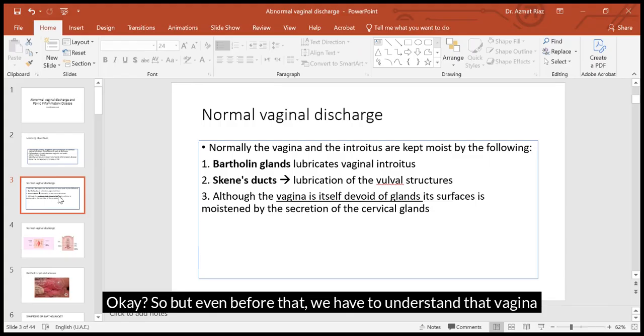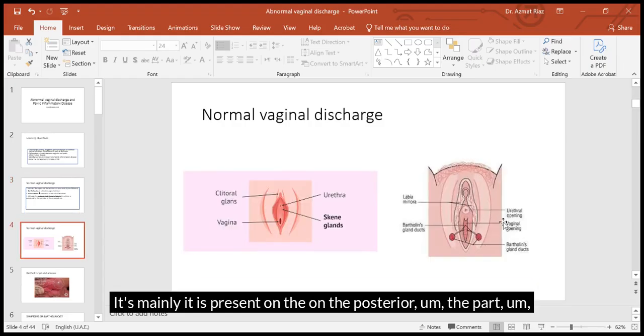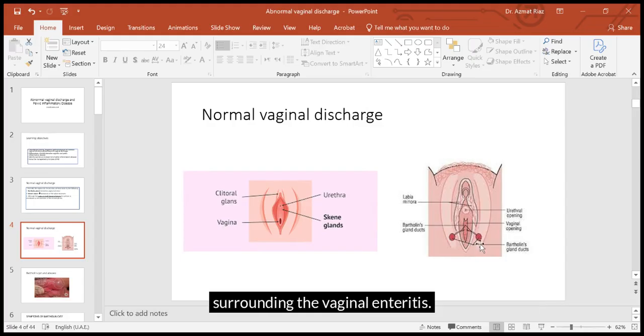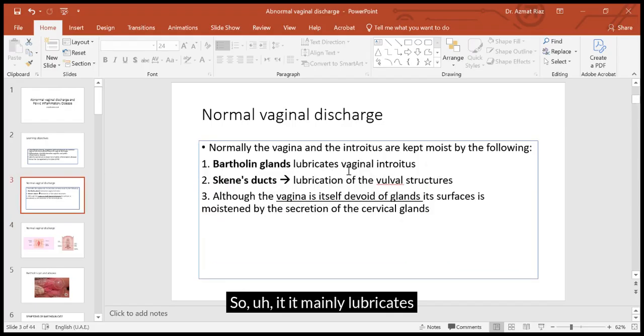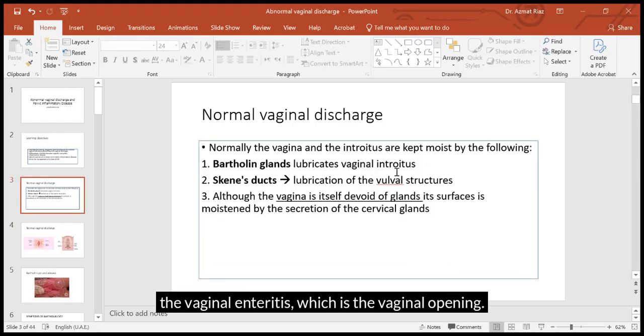discharge. Okay, but even before that, we have to understand that the vagina itself does not contain glands, but it is a lubricated organ, and lubrication is very important. So, where does it get its secretions from? One of the sources is the Bartholin glands. They are present on the posterior part surrounding the vaginal introitus. So they mainly lubricate the vaginal introitus, which is the vaginal opening.